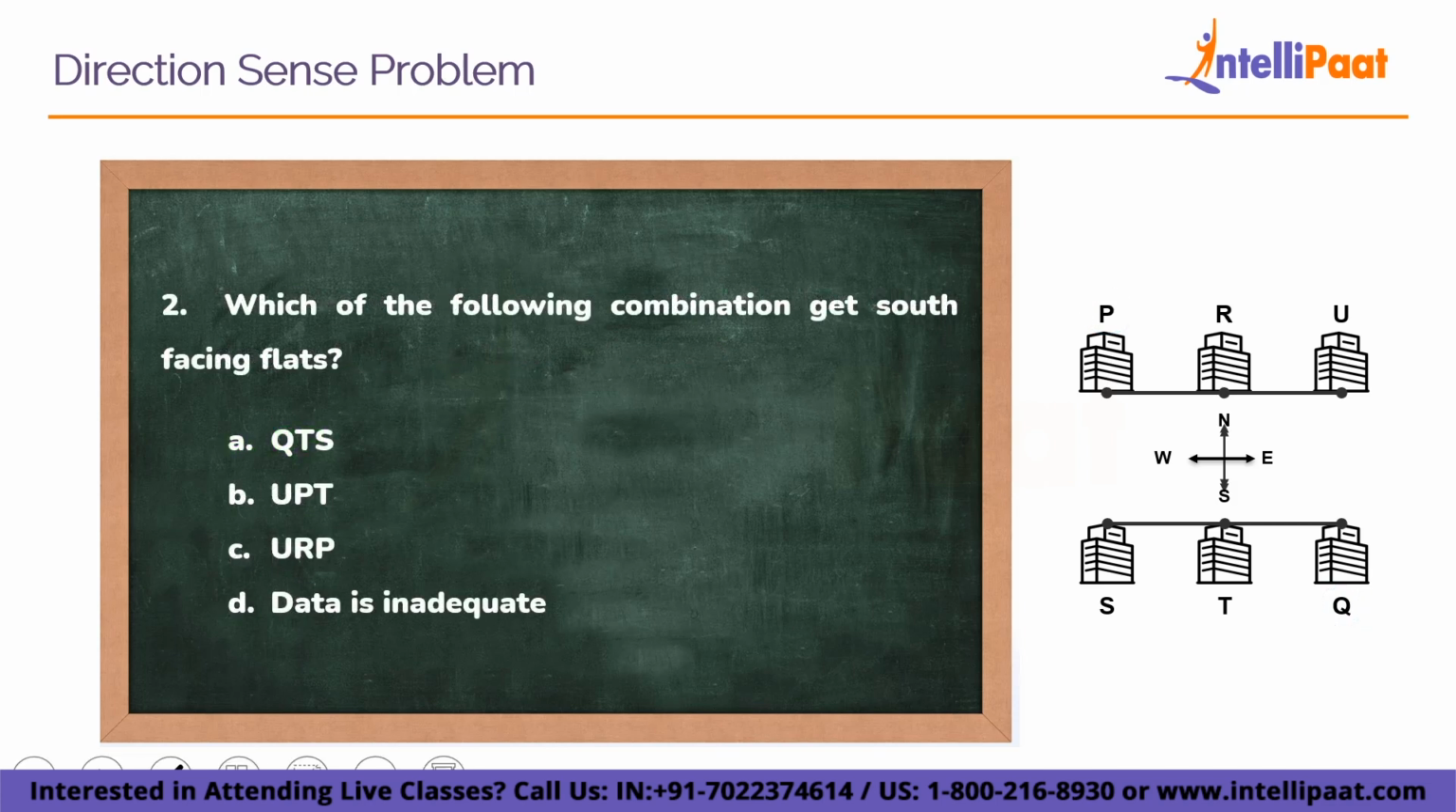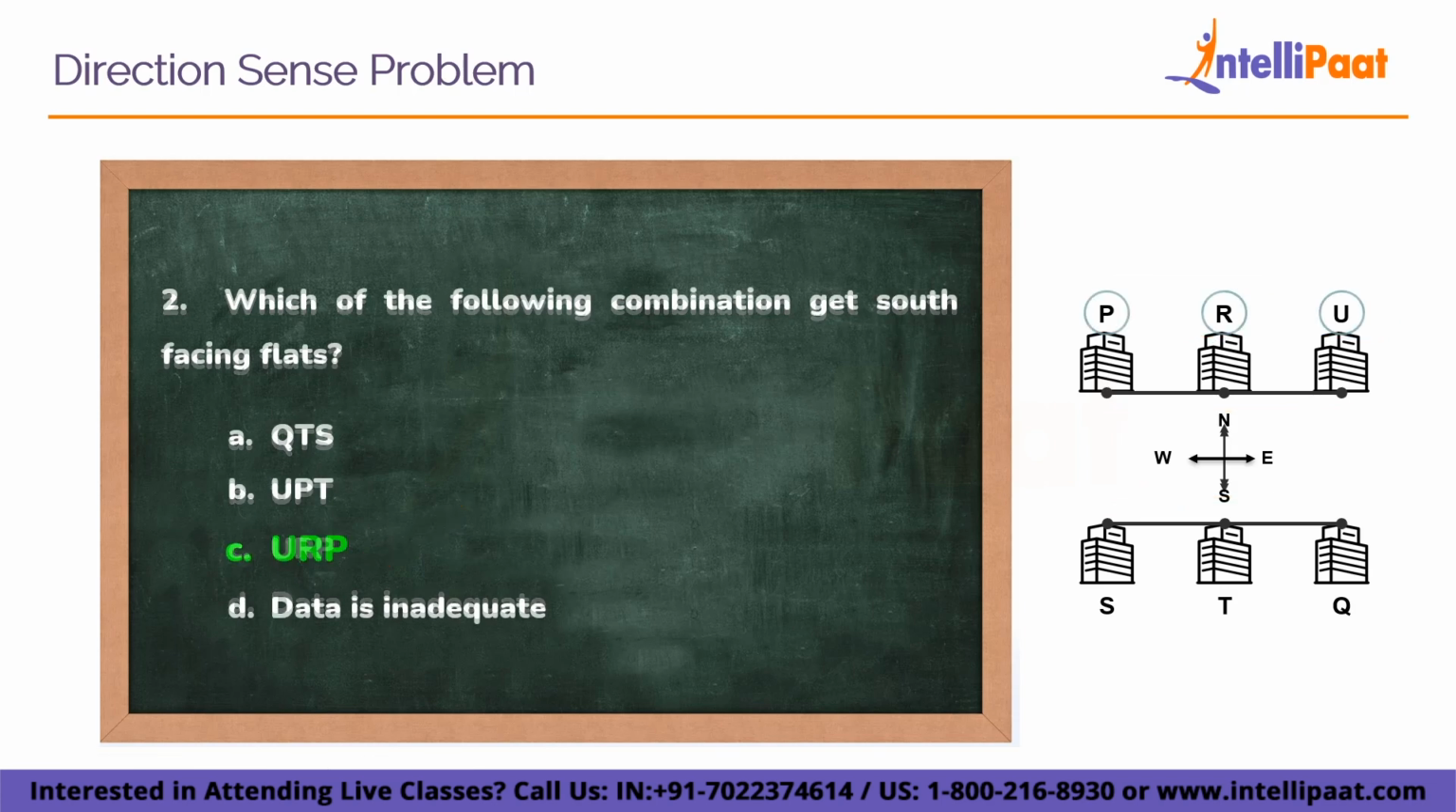Now let's see our second question, which says, which of the following combinations gets south facing flats? So these are the north facing flats and these are the south facing flats. So this is our combination for south facing flats. So our answer will be URP. This is our correct option, that is URP, option C. So here you can see our option C, URP, is the correct answer for this question.